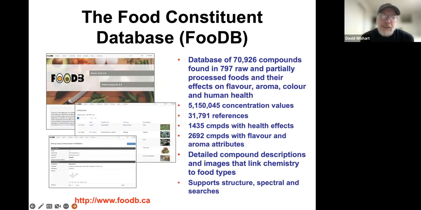We've also been compiling a lot of the data that we've measured, other labs have measured, and obviously what's in the literature to create a food composition or food constituent database called FooDB. This hasn't been formally published, but it's being widely used by a lot of people right now. It's about 71,000 compounds in about 800 different raw or fundamental foods, as the USDA calls them. And we have information about things like their flavor or aroma, color, their effects on human health. We have lots of concentration data, lots of references.